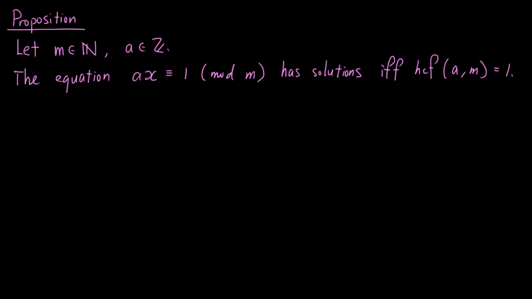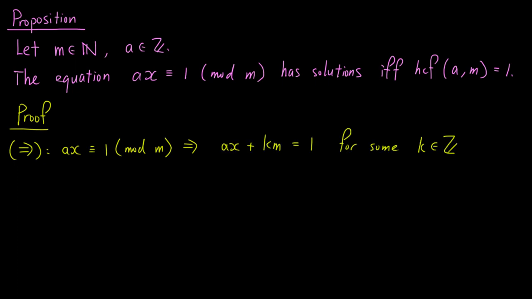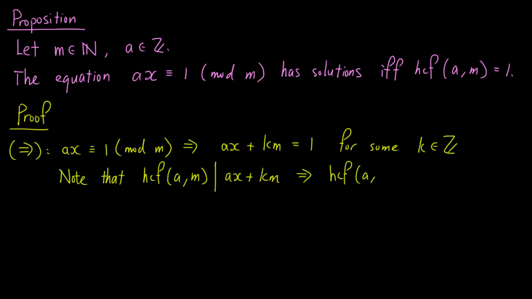Now, let's look at a proposition involving the equation a times x is congruent to 1 mod m, where m is a positive integer and a is an integer. This equation has solutions if and only if the HCF of a and m equals 1. Let's first consider the only if direction. a times x is congruent to 1 mod m implies that ax plus km equals 1 for some integer k. Note that the HCF of a and m divides a times x plus k times m. This implies that the HCF of a and m divides 1. So the HCF must be 1.